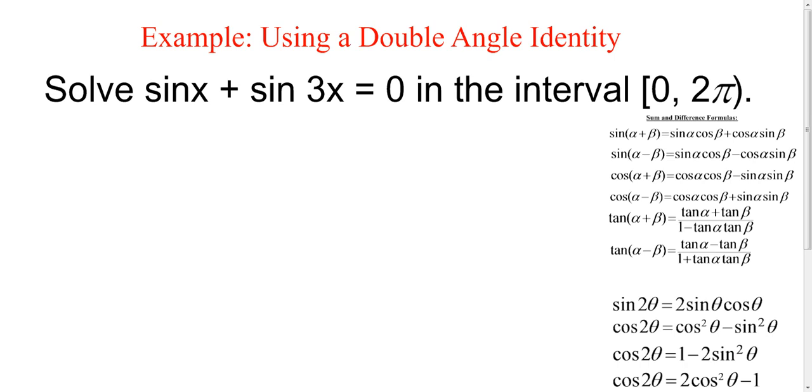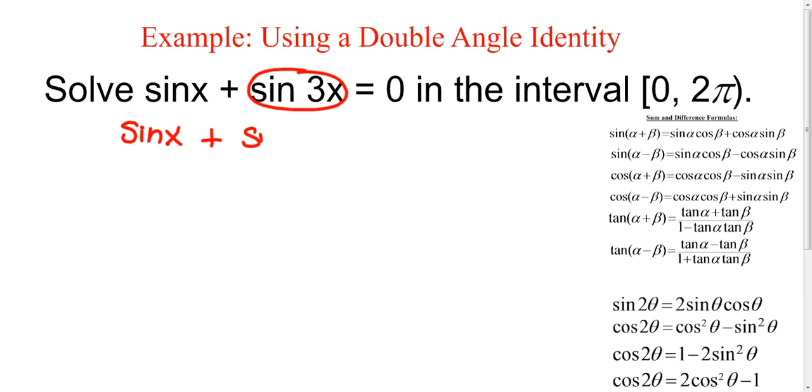All right, on to the next one. This is just a little bit trickier, okay? What I want you to notice is that you do not have a formula for sine at 3x. You have sine at 2x, but you do not have sine at 3x. So we have to get a little bit creative from the beginning.